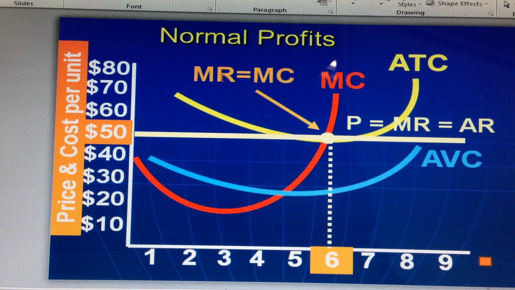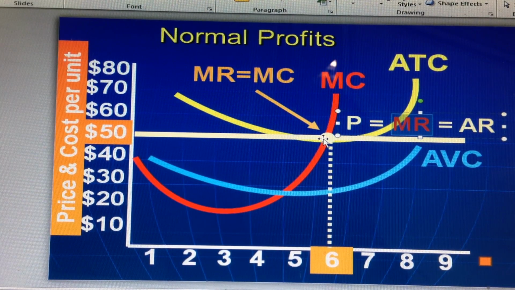Now, let us look at the normal situation. In the normal situation, you will also be drawing ATC, AVC. The MC curve will still cut through all the minimum points. Now, let us look at MR equals MC. Everything, we look at the profit maximization rule. So, for here, it is this point. And there's nothing to shade. Reason? Total revenue will be equal to total cost.